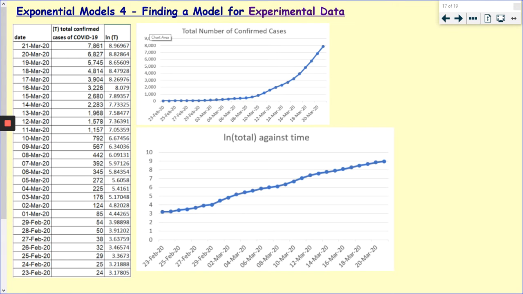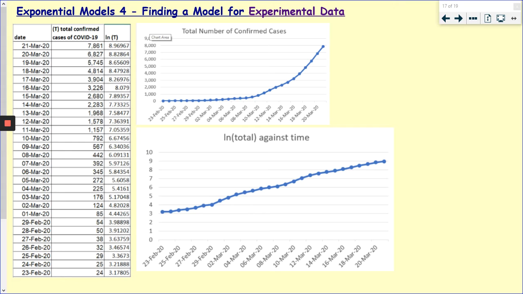Hi, and welcome to the fourth and what I think is the most interesting lesson on exponential models, because now what we're trying to do is find a model for real data. Real data doesn't follow the niceness of everything being perfect and accurate. It's generally messy, and we generally need to find averages or lines of best fit.